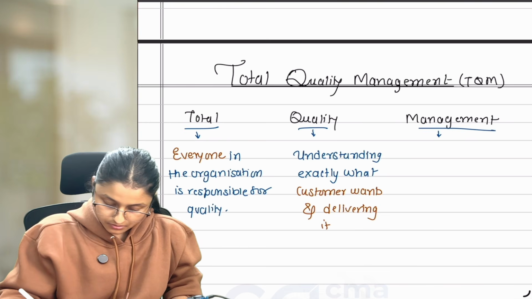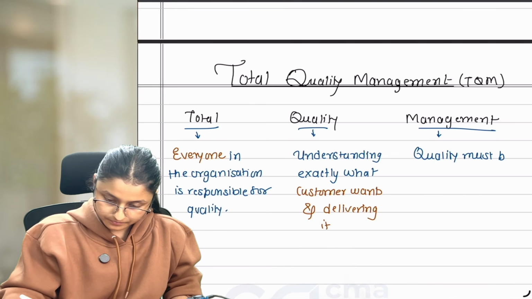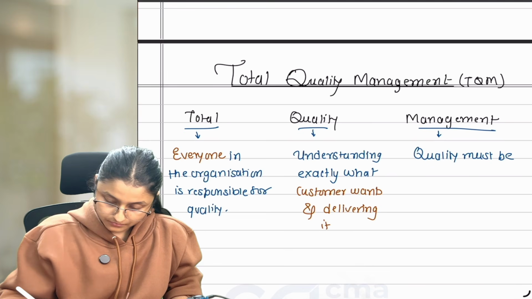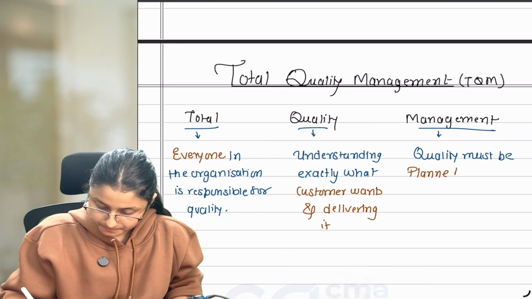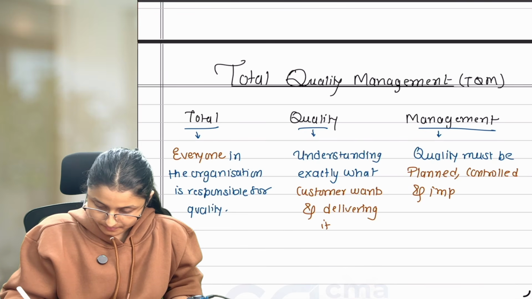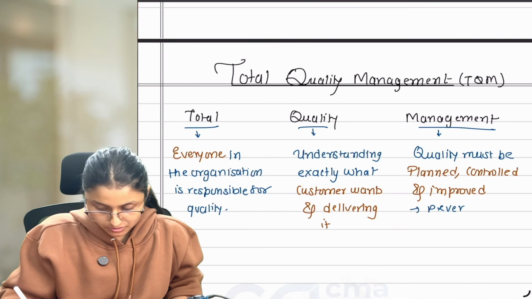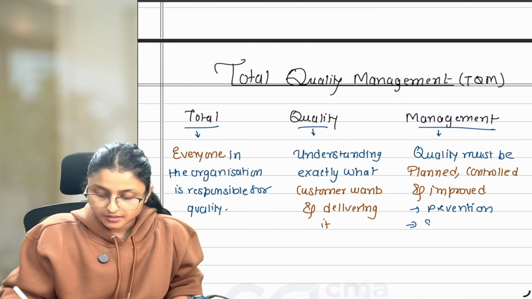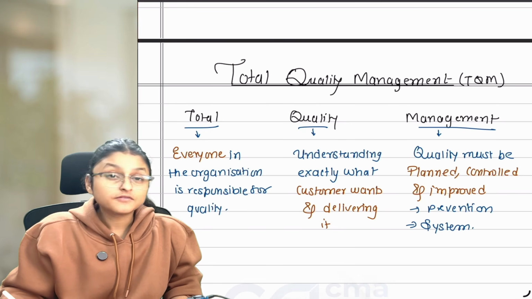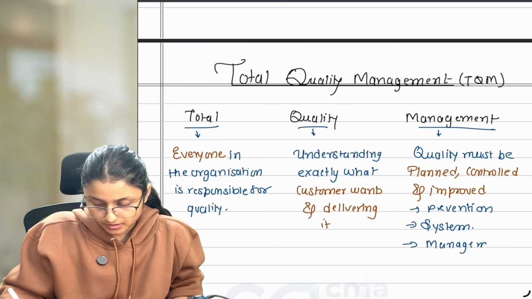Management. Quality must be planned, controlled, and improved. Here we mainly focus on prevention based technique, not detection based technique. We focus on creating the system where everyone is involved in improving the quality, and management support should be there. Then only TQM can work properly, right?